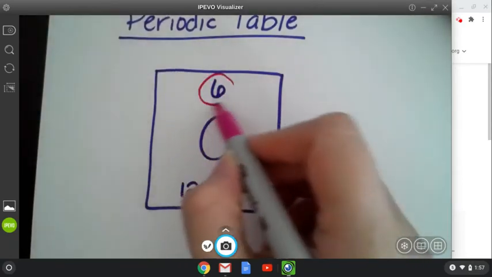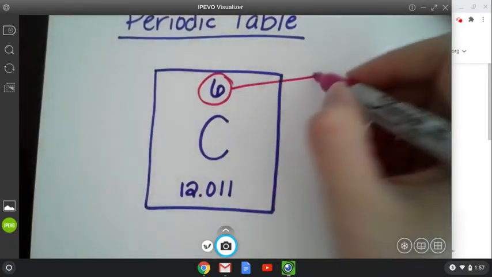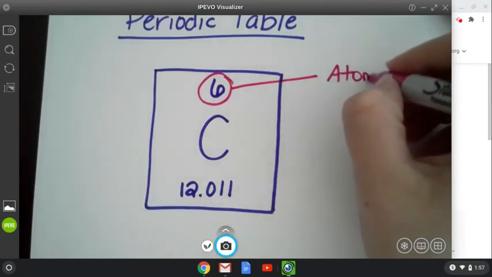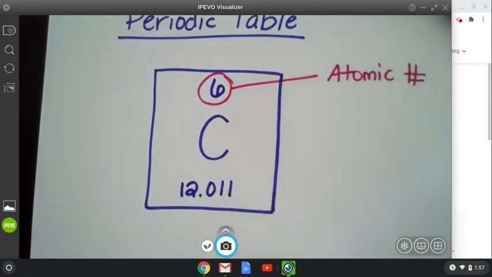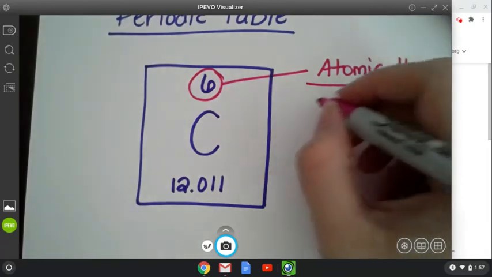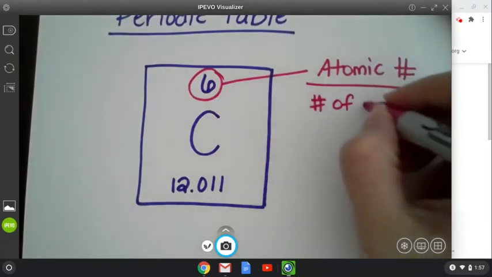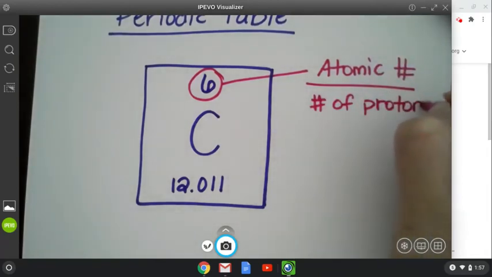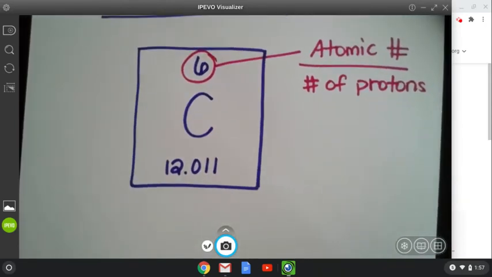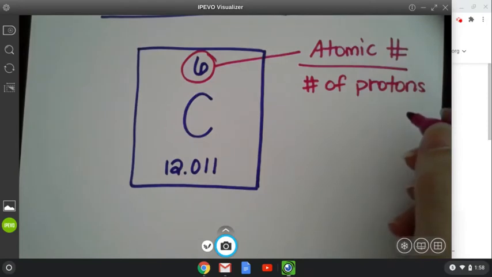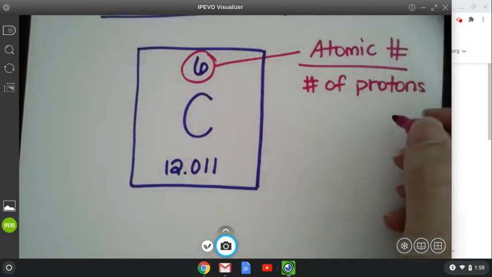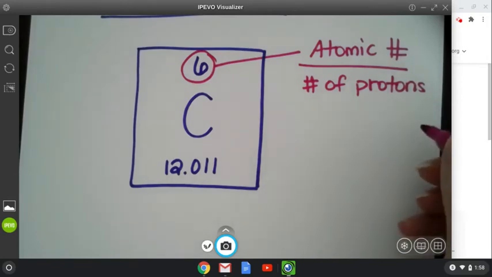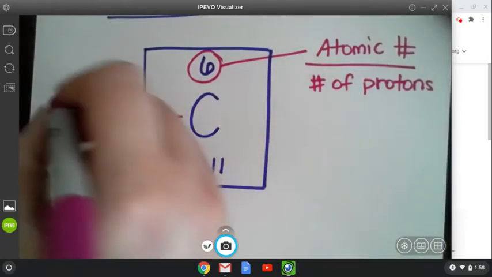So this right here, this is called the atomic number. The atomic number is going to represent the number of protons that you have in an element. This is never going to change. So you have the number of protons. If the proton number changes, you actually end up with a new element. So that doesn't change. Now the second thing right here, this is called the chemical symbol.